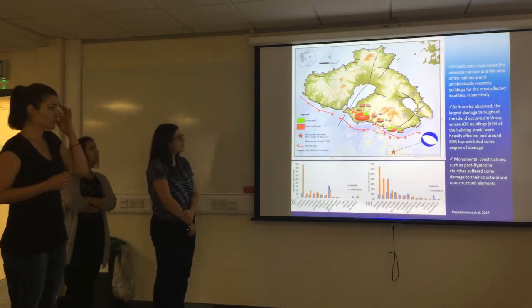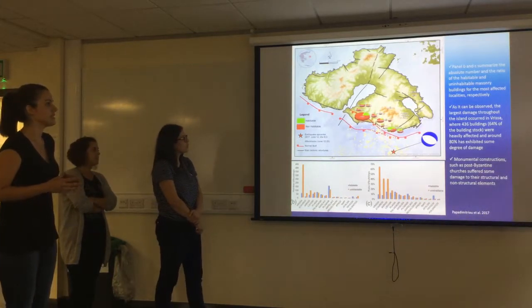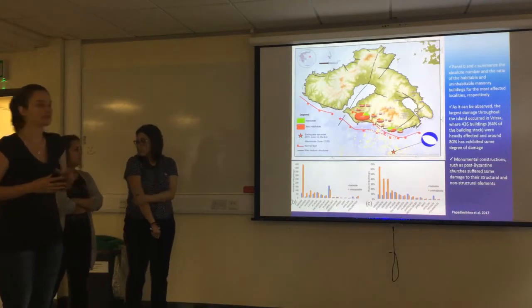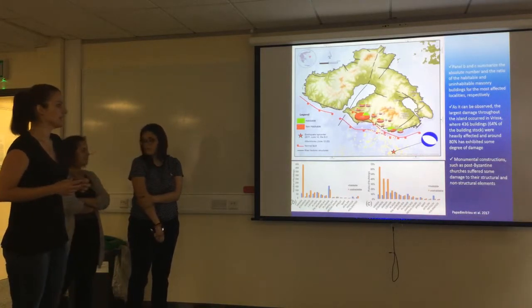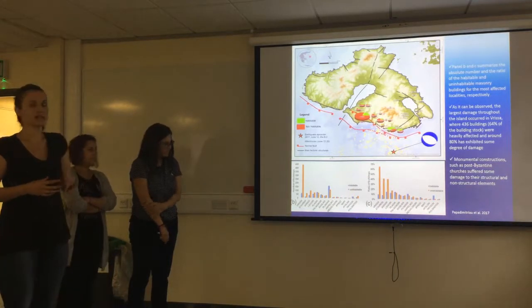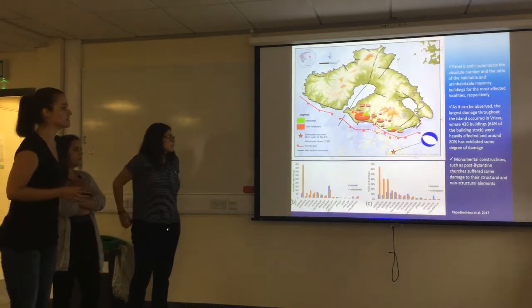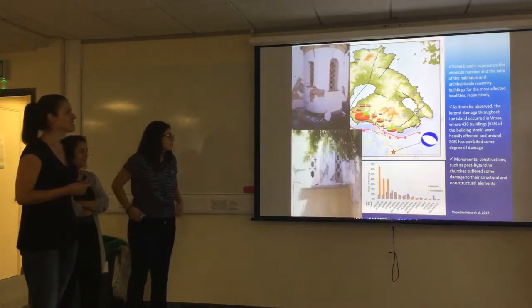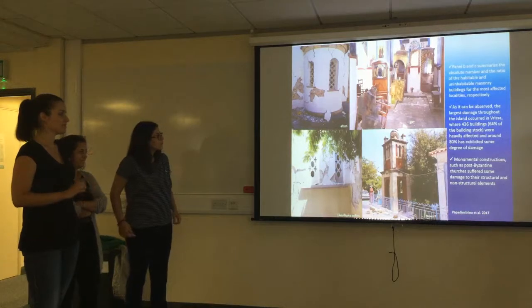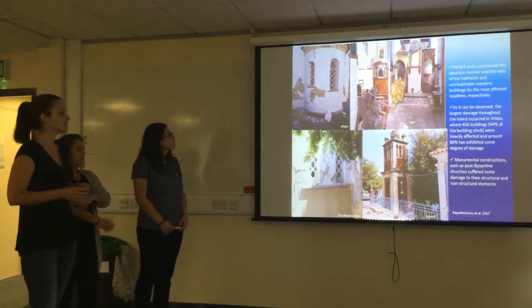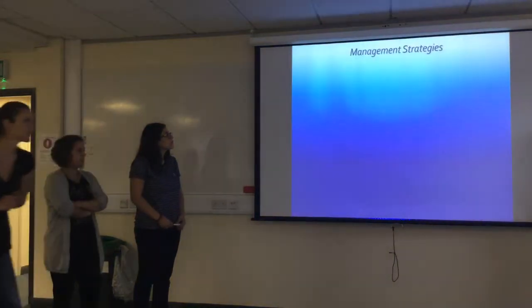As can be observed, the largest damage throughout the island occurred in Brisa, where 436 buildings were heavily affected and around 18% exhibited some degree of damage. Monumental constructions, such as post-Byzantine churches, suffered some damage to their structural and non-structural elements.